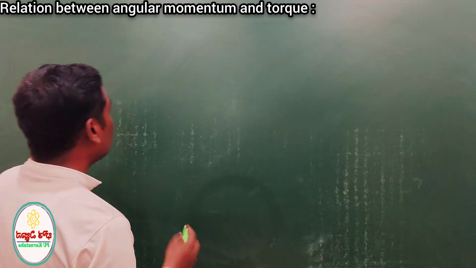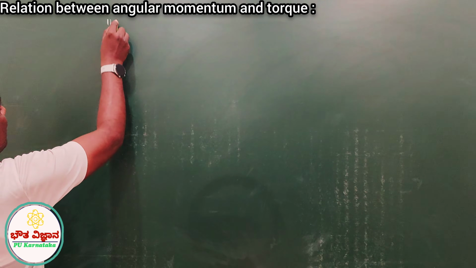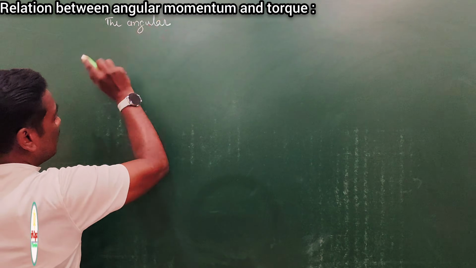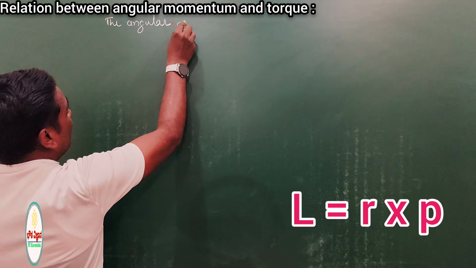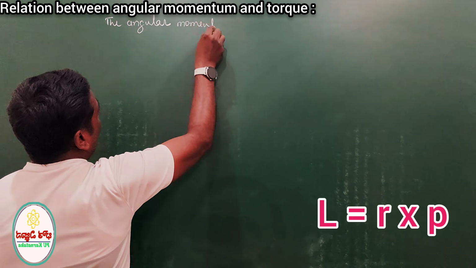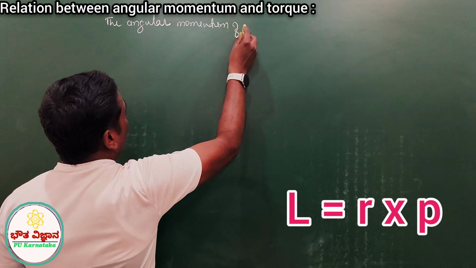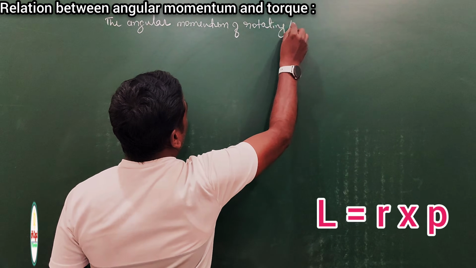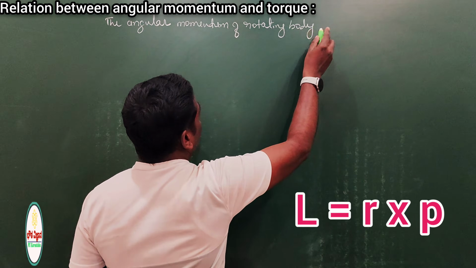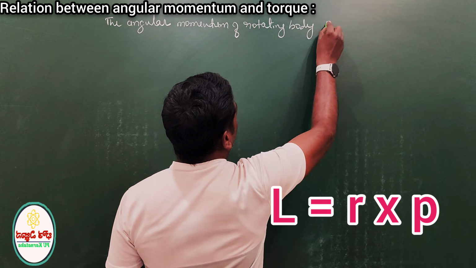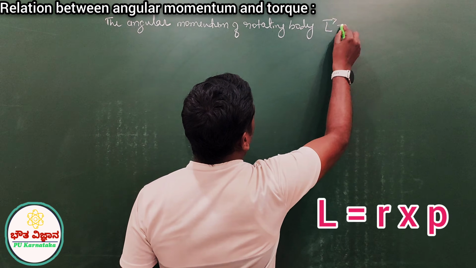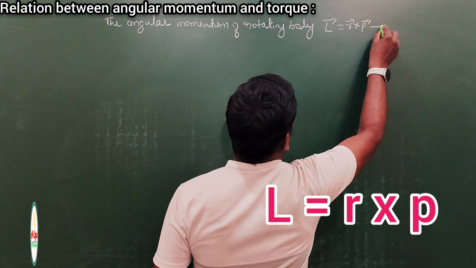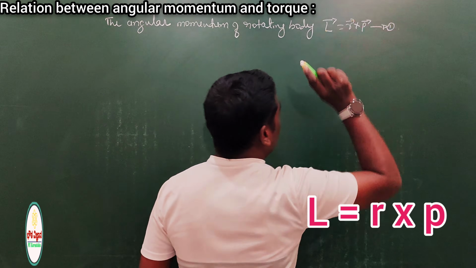In this derivation, first, the angular momentum of a rotating body. We have to express the definition mathematically. So angular momentum L is equal to r cross p. We call that equation number 1.